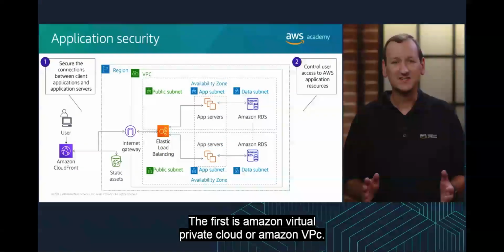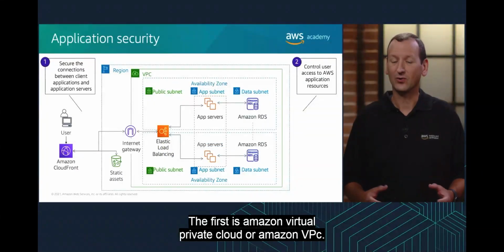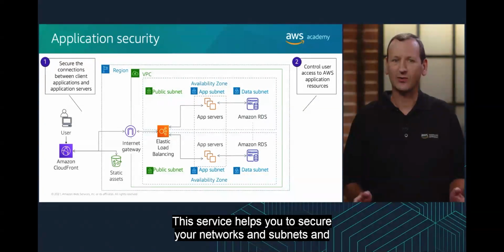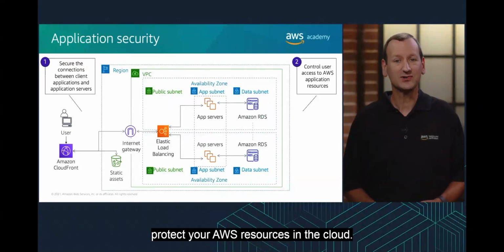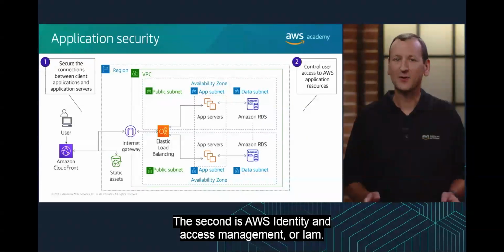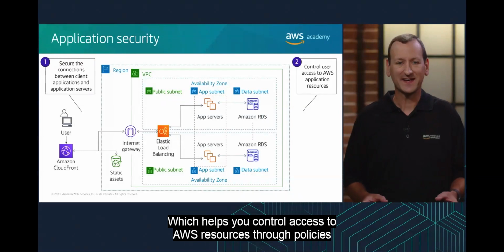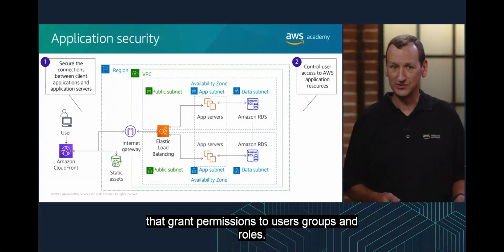The first is Amazon Virtual Private Cloud, or Amazon VPC. This service helps you to secure your networks and subnets and protect your AWS resources in the cloud. The second is AWS Identity and Access Management, or IAM, which helps you control access to AWS resources through policies that grant permissions to users, groups, and roles.